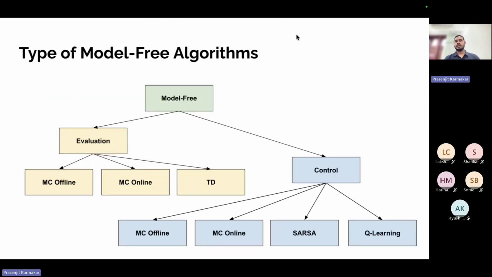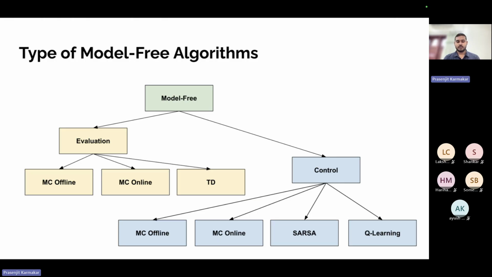Now, these are the classifications of model free algorithms. So what do I mean by model free? Model free means you don't have access to the probability transition dynamics or the reward dynamics. You can only interact with the world, right? Now, it can have two types of algorithms. One is evaluation and the other is control. What is evaluation? It's similar to finding out value.